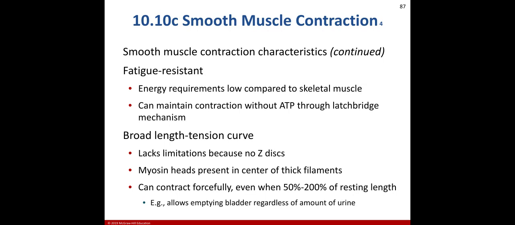Basically, there's no Z discs. So the myosin heads present in the thick filaments can contract forcefully, even if they're at an already contracted 50% rate or at an extended relaxed rate, which is great. And what does that do? Well, if you think about it, you can empty your bladder regardless of the amount of urine that is in it because of this broad length tension curve.